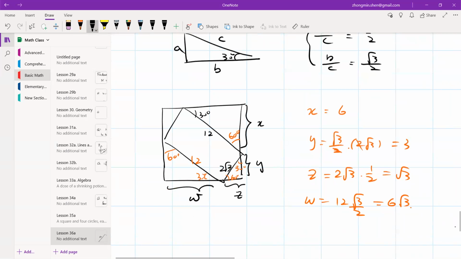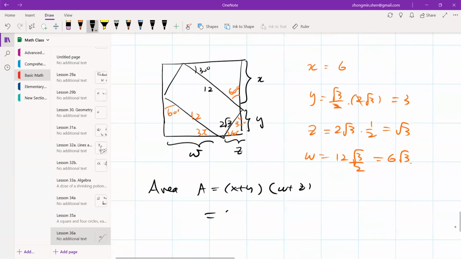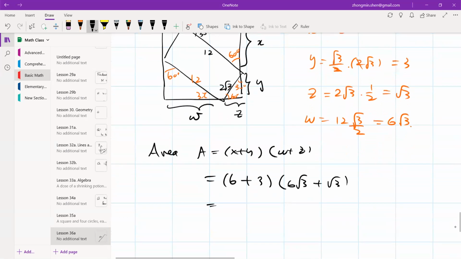Then the area A is going to be (X plus Y) times (W plus Z). X is 6, Y is 3, W is 6 square root 3, and Z is square root 3. Nine times 7 square root 3, so it's 63 times square root 3.